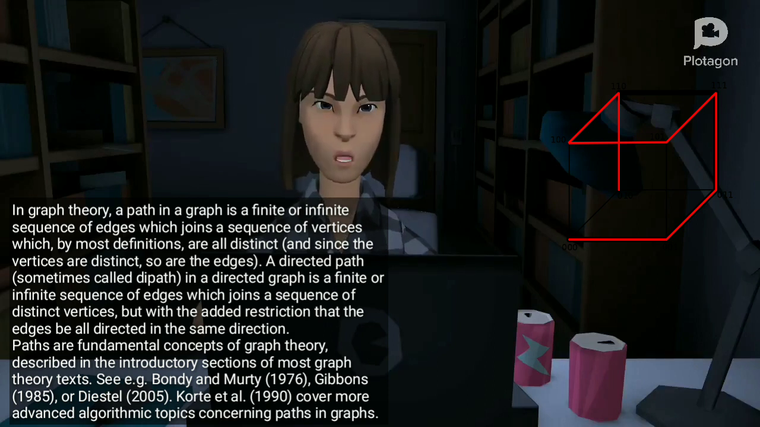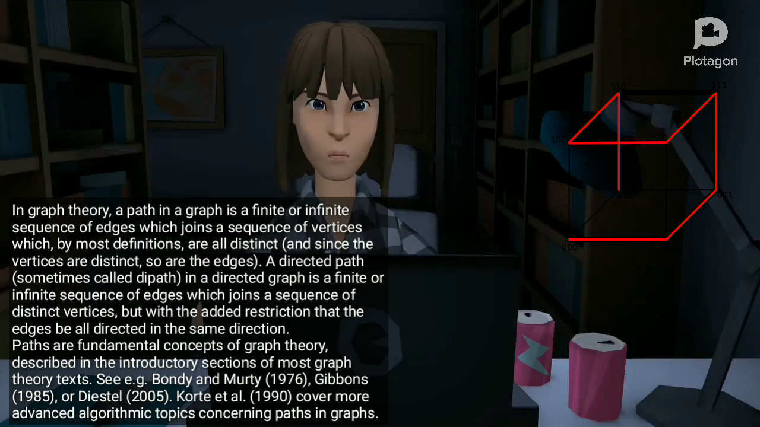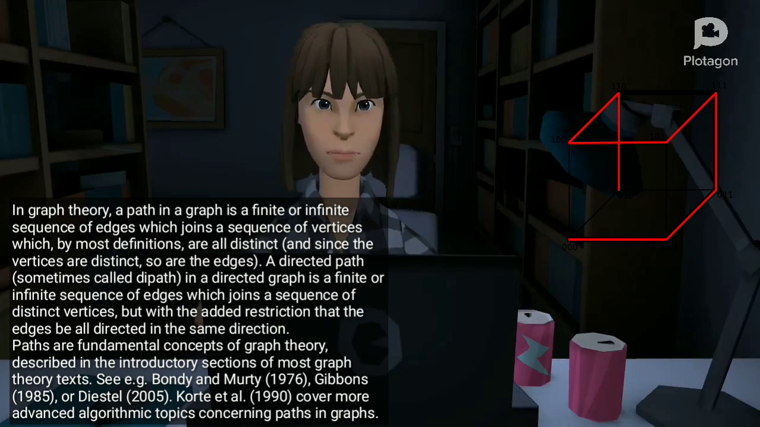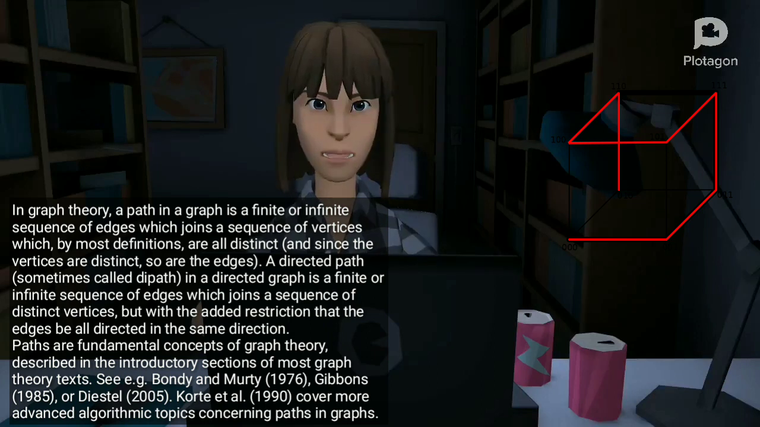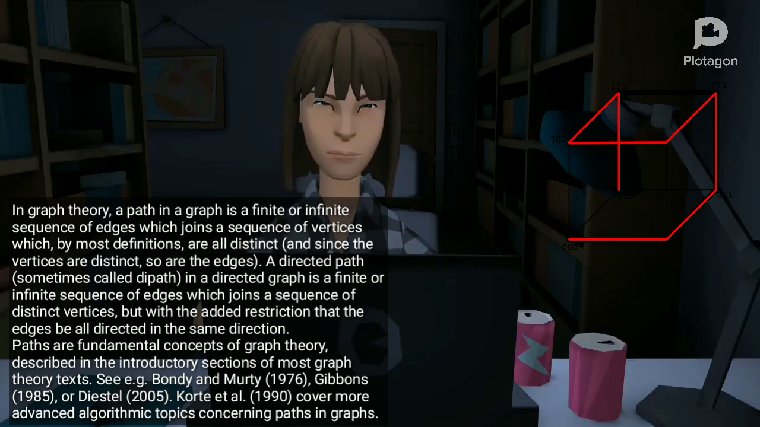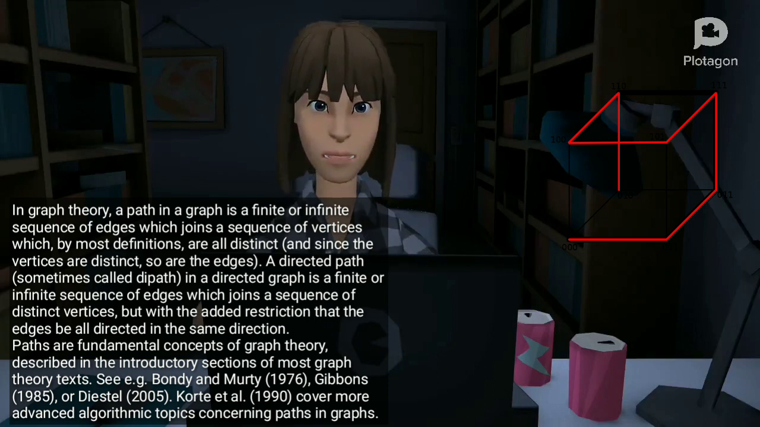Paths are fundamental concepts of graph theory, described in the introductory sections of most graph theory texts. See for example Bondy and Murty 1976, Gibbons 1985, or Diestel 2005. Korte et al. 1990 cover more advanced algorithmic topics concerning paths and graphs.